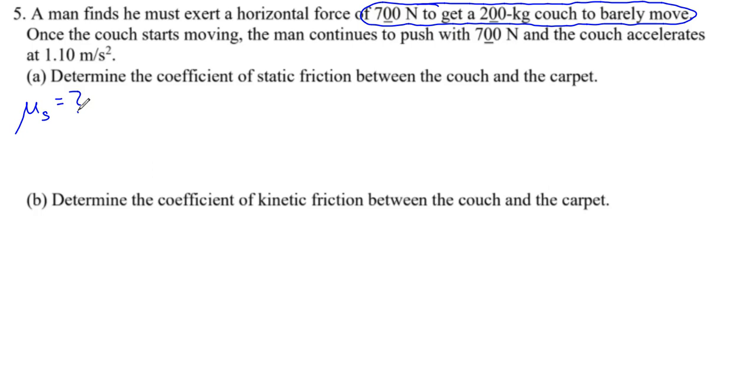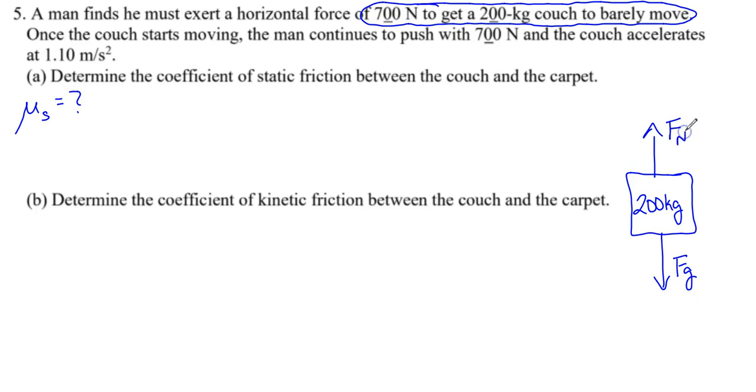All right, so let's draw our force diagram. Fortunately, our force diagram is going to be the same for both of these, so we're going to draw one diagram to satisfy both. It's a 200 kilogram couch. So that means we have the force of gravity, we have the normal force, we have the applied force, and of course we have the force of friction.